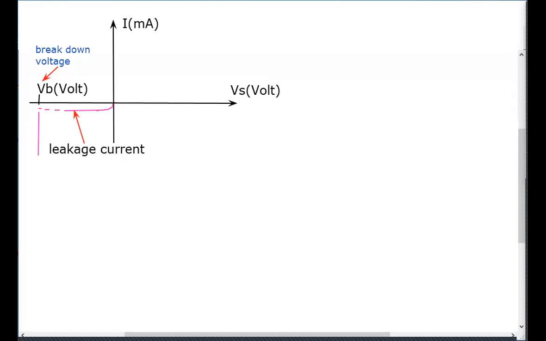known as Zener diode, comma, which is able to work normally even under the breakdown voltage.